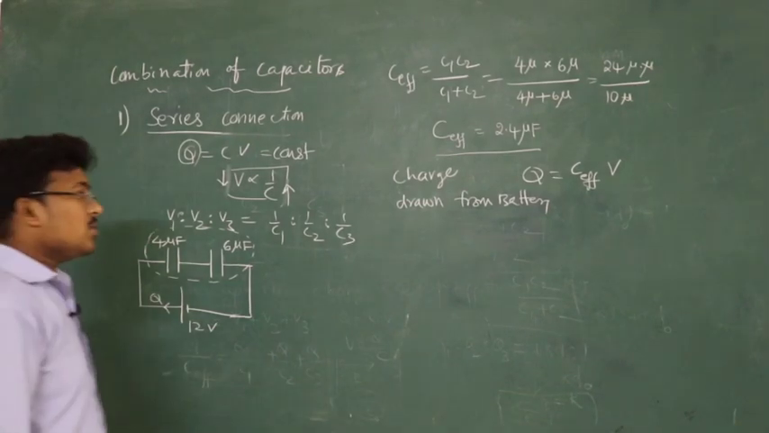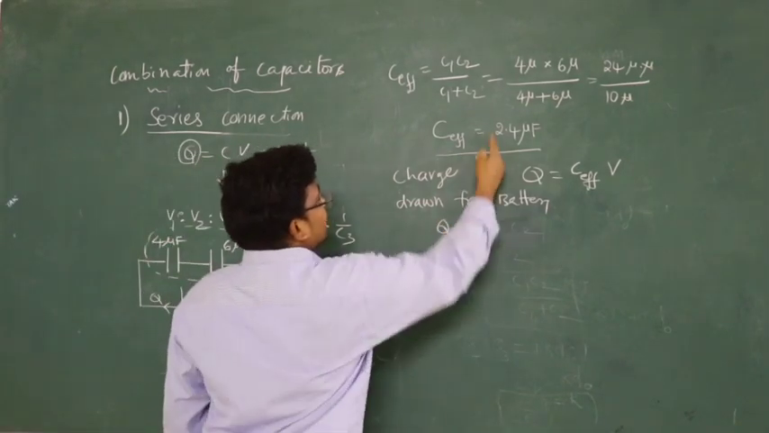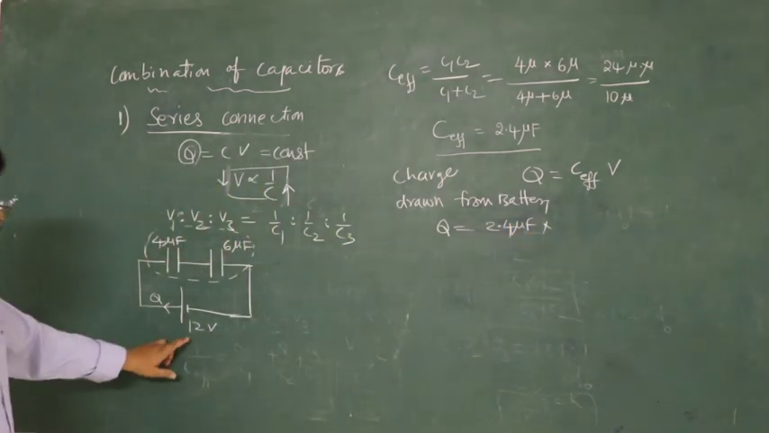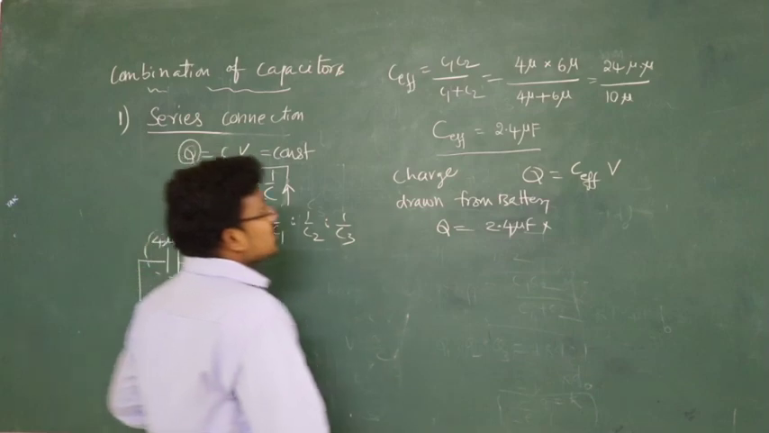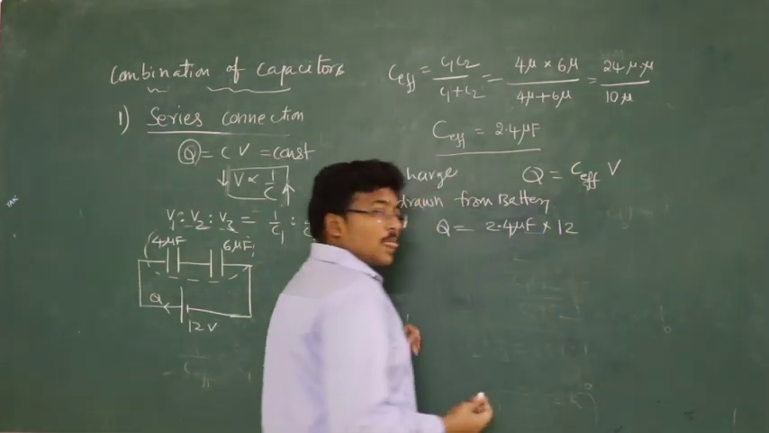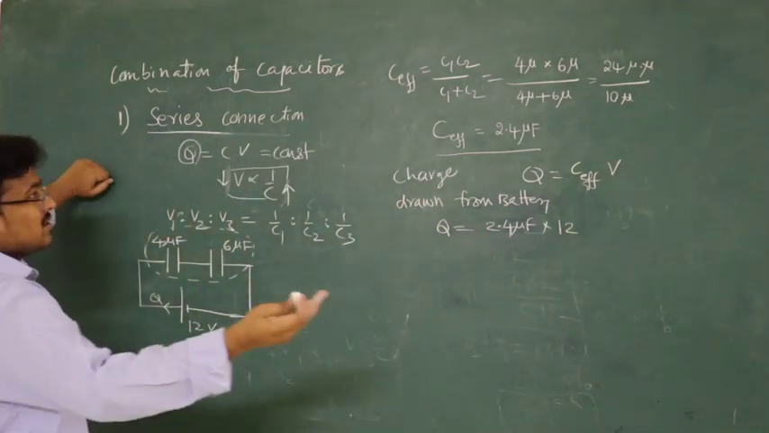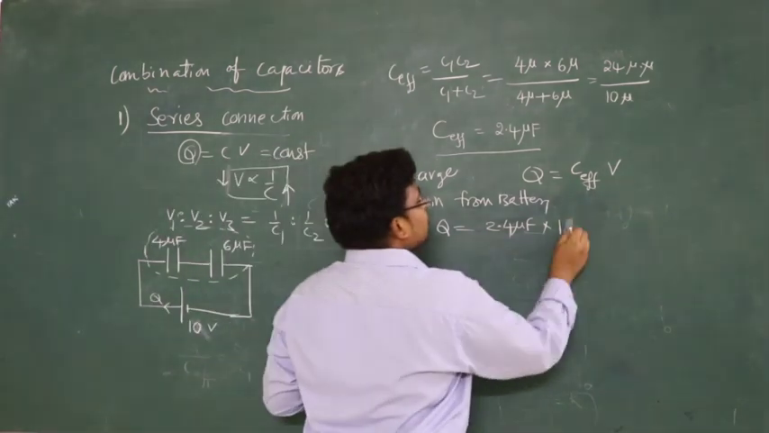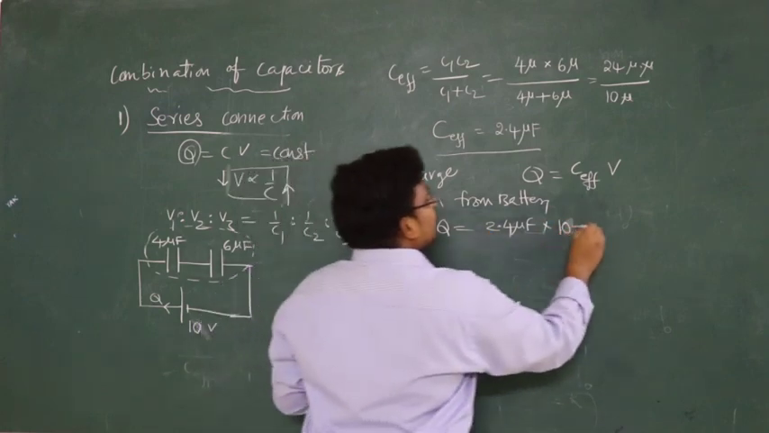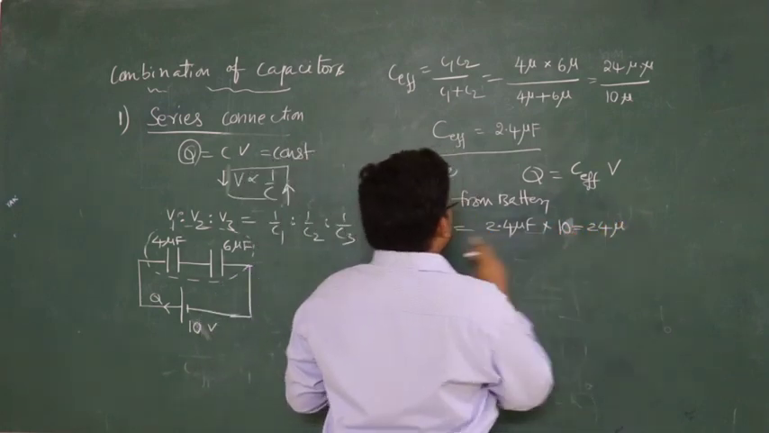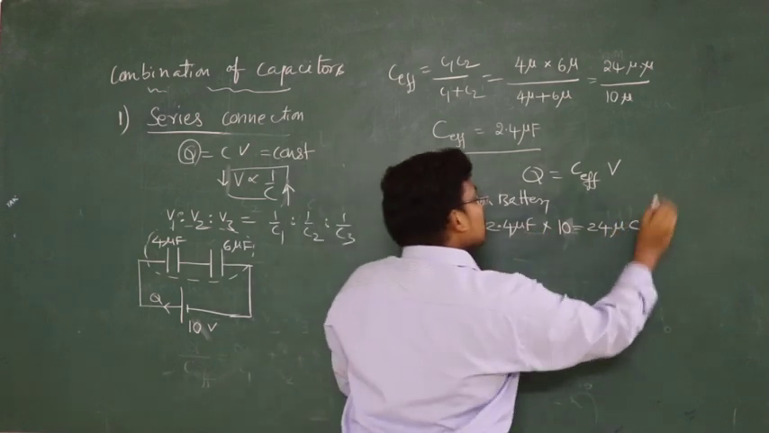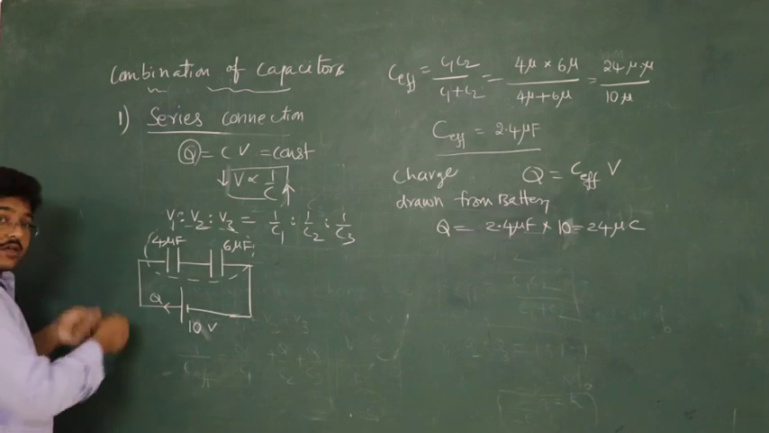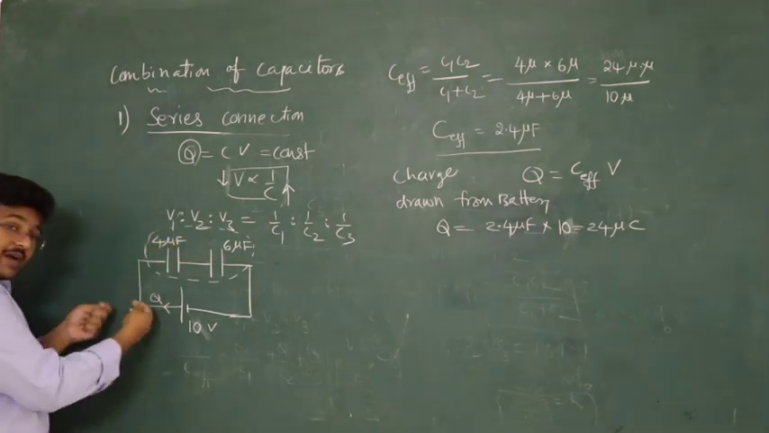Q equal to CV. So charge is equal to C effective, 2.4 microfarad, into the battery voltage, which is 12. For simplicity, I am taking this as 10 for my easiness. So 2.4 into 10 is 24 micro. This is charge, so the unit is coulombs. So 24 microcoulombs will be taken by the system from the battery.